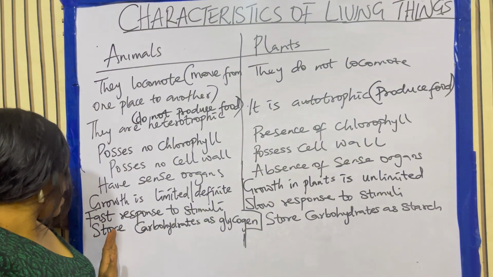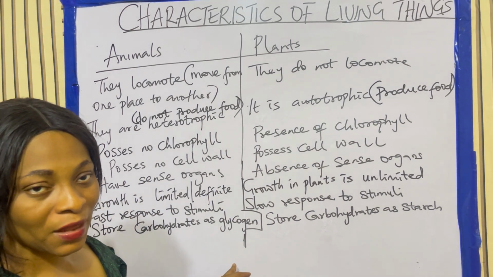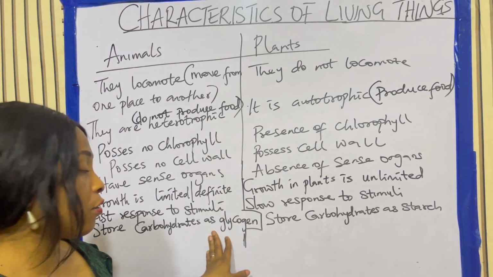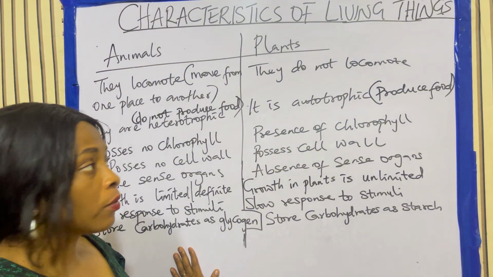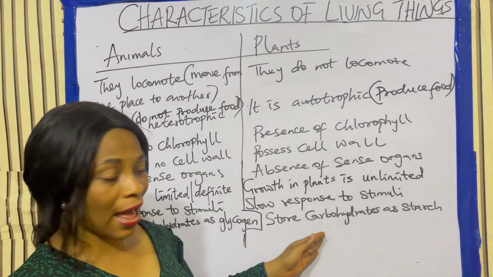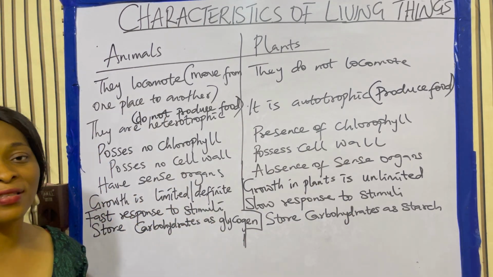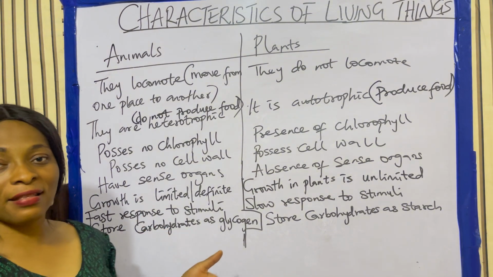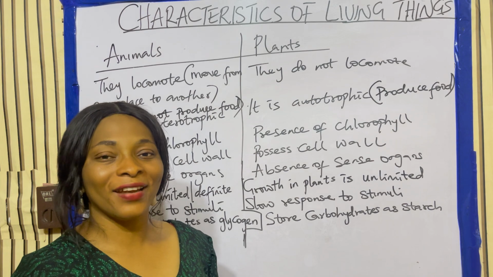Next, animals store carbohydrates as glycogen. Or you say they store sugar as glycogen. But plants store sugar or carbohydrates as starch. So these are some of the differences between a plant and animal. So let's look at organization of life.